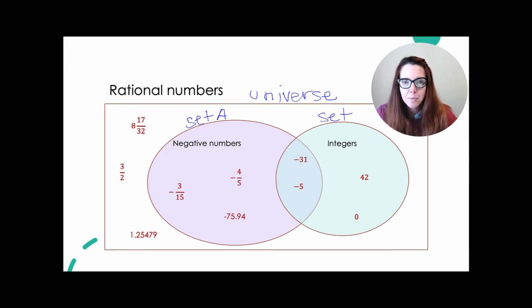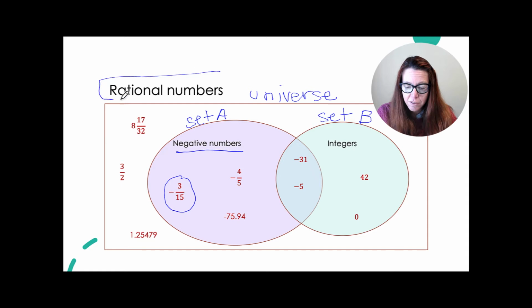And if we look at the elements that are housed within each of those ovals, we can see that within set A, we've got all of the negative numbers: negative 3/15, negative 4/5, negative 75.94, any negative number that is rational, because the universe of consideration for us is the set of rational numbers. And then in our set B, we've got all of the integers. So those numbers 42, 0, negative 31, all of the negative integers, all of the positive integers, and 0.